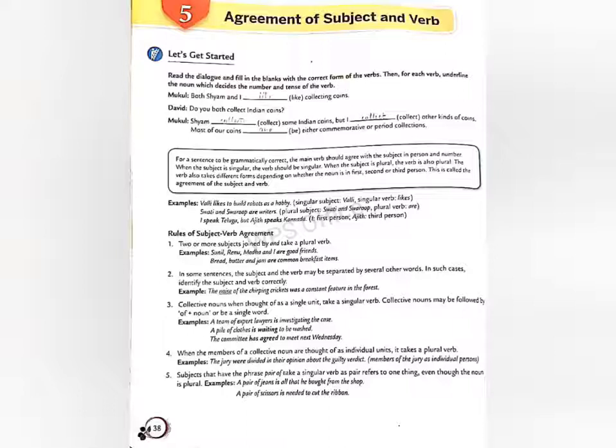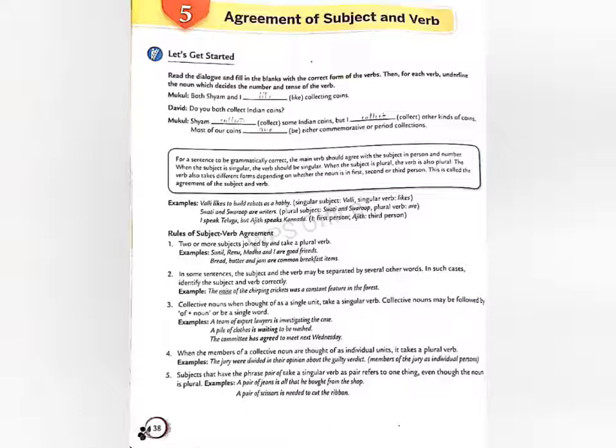Next we have collective nouns. When thought of as a single unit, a collective noun takes a singular verb. Collective nouns may be followed by of plus noun. For example, a flock of birds, a pack of wolves, a swarm of bees. So these are collective nouns and they will always take a singular verb with them.